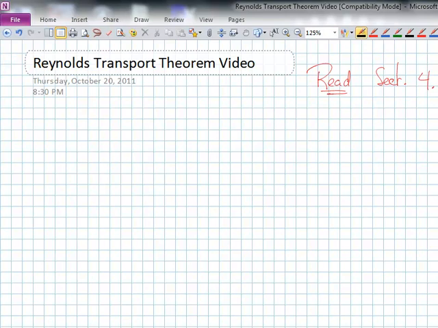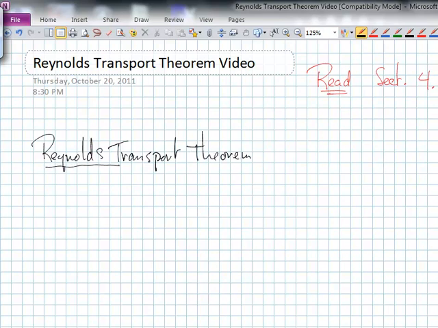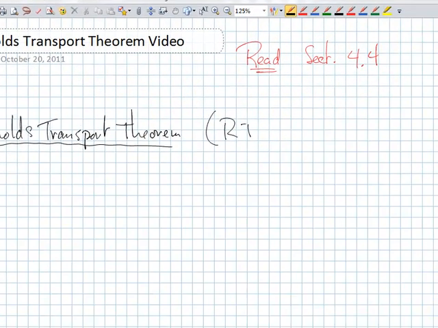Okay, Reynolds Transport Theorem. First, I'm going to try and make a case for why we need to have a theorem that does what this one does. I'm going to define it. Then I'm going to go ahead and prove it in three different forms. All three forms we're going to be using in this course, so it's important that you master each one of them. Okay, so the Reynolds Transport Theorem. This is the only part of this presentation where I'm actually going to spell it out like this. The rest of the time I'm going to call it RTT.